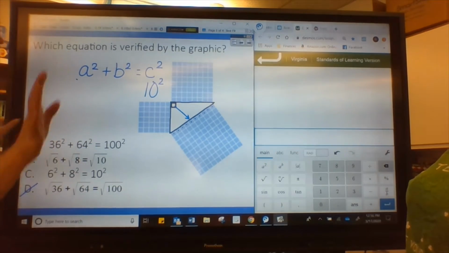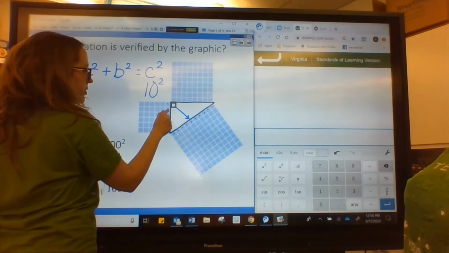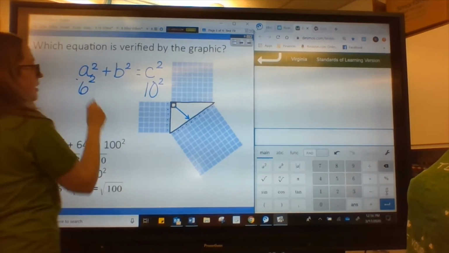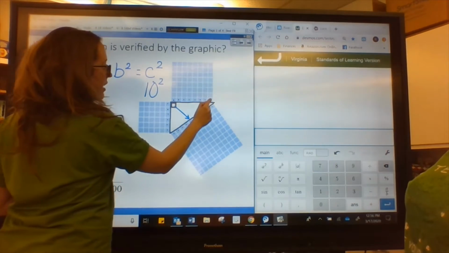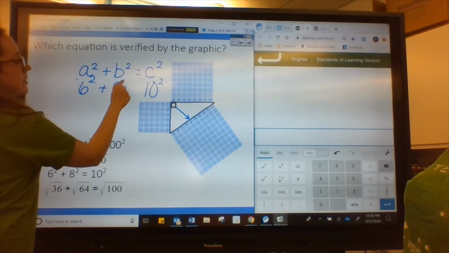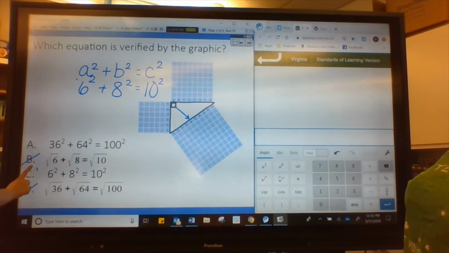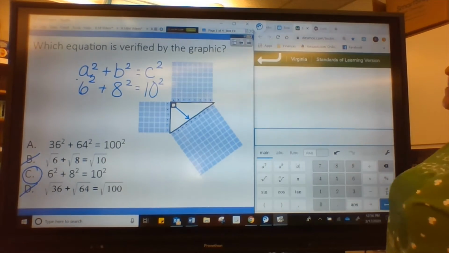I could just stop there, but let's be good students and let's count our 2 legs. Okay. 1, 2, 3, 4, 5, 6. That's right. 1, 2, 3, 4, 5, 6, 7, 8. And I think we have found our answer. 6 squared plus 8 squared equals 10 squared.